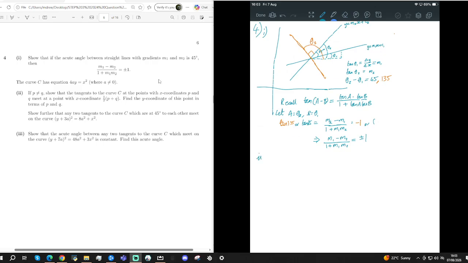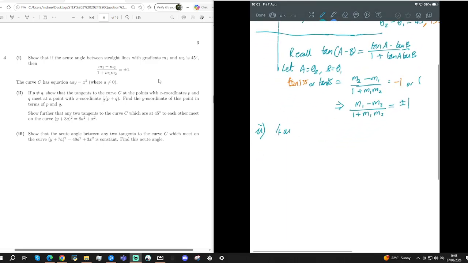Part 2, we're now introducing a parabola, a quadratic curve. The curve C has equation 4ay equals x squared. So that's just going to be a quadratic with a repeated solution at 0, but it's been scaled downwards by a factor of 4a. If p does not equal q, show that the tangents to the curve at the points with those x coordinates meet at the point with x coordinate (p+q)/2. Find the y coordinate in terms of p, q and a.